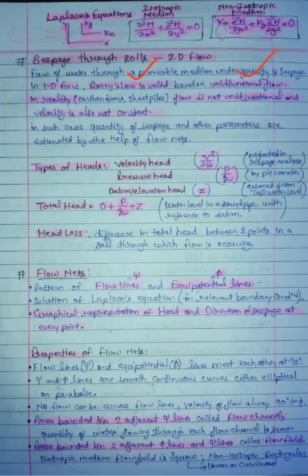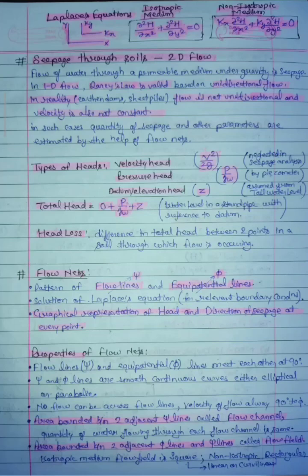In reality, that is in earthen dams or sheet piles, flow is not unidirectional and velocity is also not constant. So these are the two constraints in real life. In such cases, quantity of seepage and other parameters are estimated with the help of flow nets. So we will look into the flow nets. First, we need to study some basics.